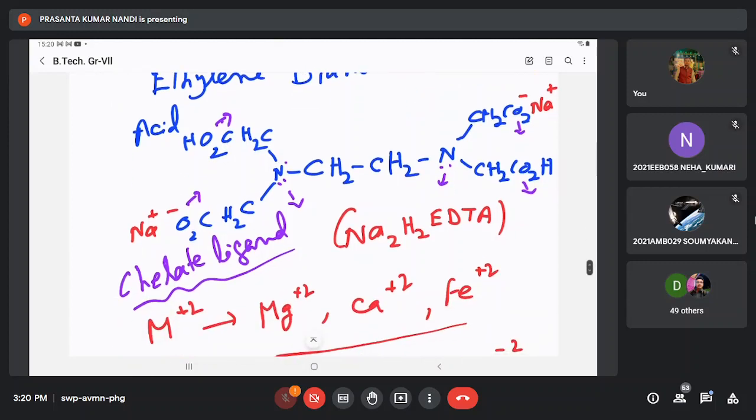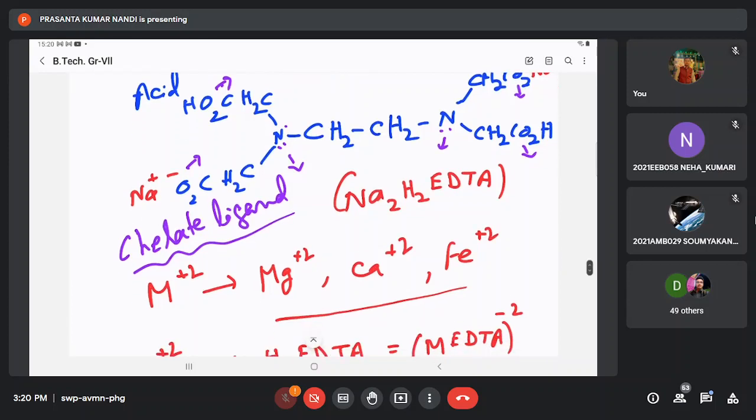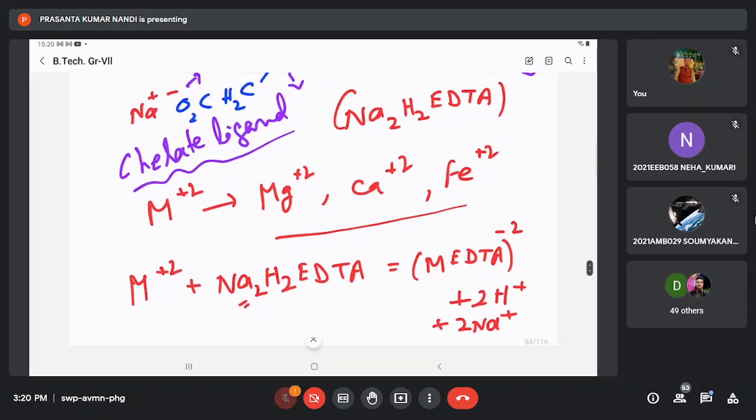So this particular ligand, that is EDTA, can bind with metal ions, say magnesium ion, calcium 2+ or iron. And this is the reaction. Say a metal ion can combine with Na2H2EDTA, disodium salt of ethylene diamine tetraacetate, and forms this species, that is MEDTA 2 minus charge, with the liberation of two protons.